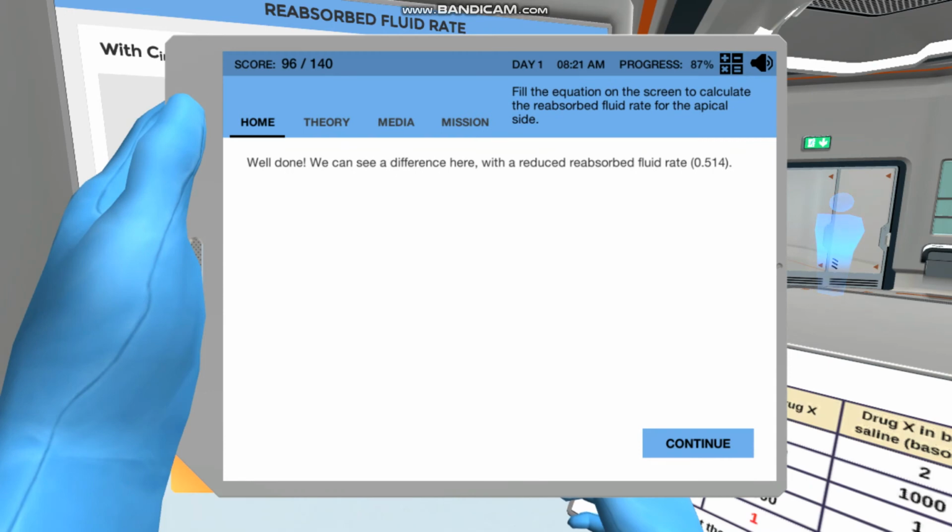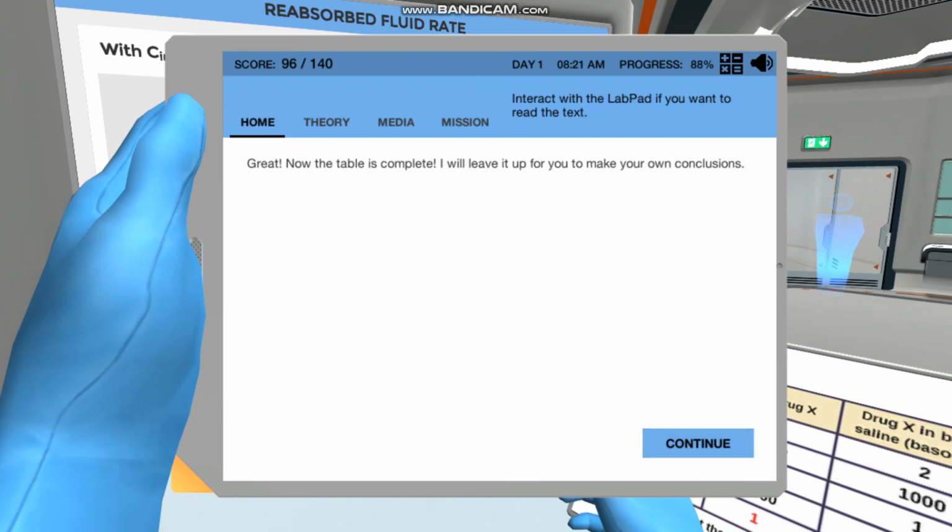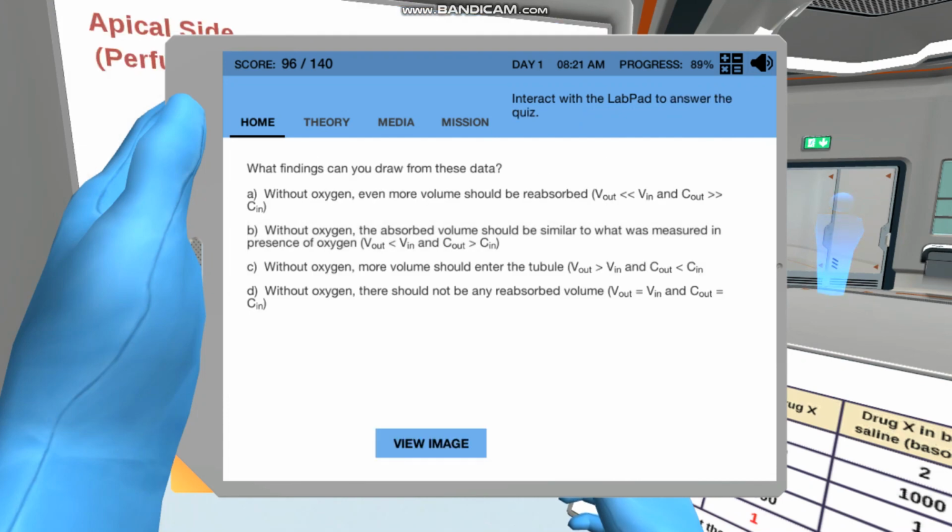Well done. We can see a difference here, with a reduced reabsorbed fluid rate. Great. Now the table is complete. I will leave it up for you to make your own conclusions. What findings can you draw from these data?